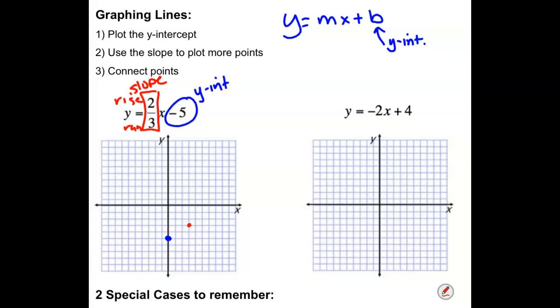Okay, rise 2 and run 3. Rise 2 and run 3. That gives me enough dots that I can draw a nice line through those. So our last step is to connect our dots and make sure you put arrows on the ends of your line. All right, go ahead and pause the video and try this next one.